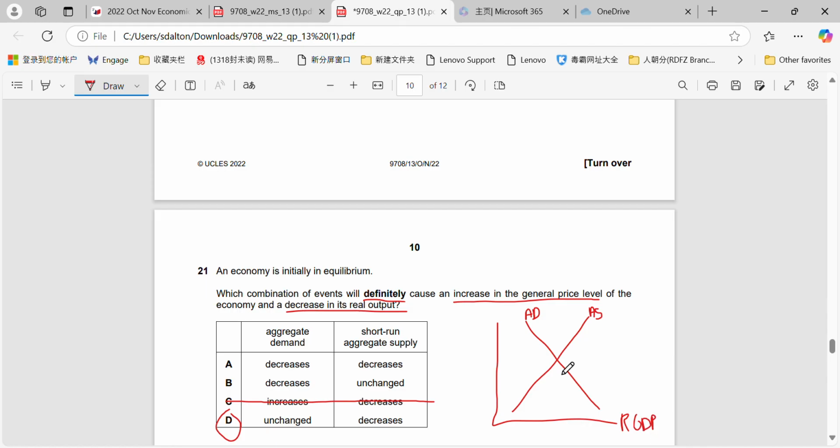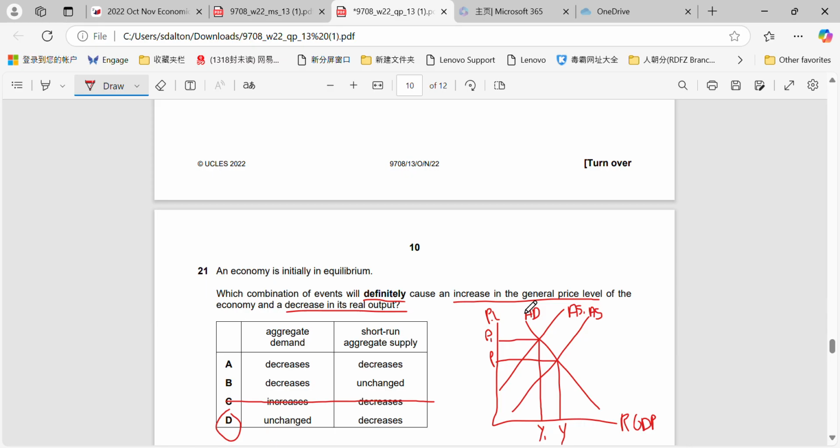So if I just represent that quickly here on a diagram for you, AS will shift to the left, AD will remain unchanged, and what we can see here is the price level will rise to P1, real GDP will decrease to Y1, which would signify higher unemployment, lower living standards, lower national income, and we can see the fact that real GDP has decreased and the price level has risen. Other circumstances here, if AD goes left and if SRAS stays the same, then the price level will drop, which is not what we're looking for.